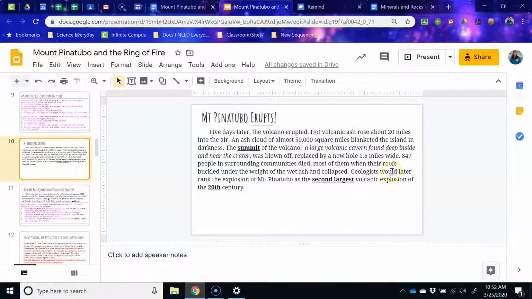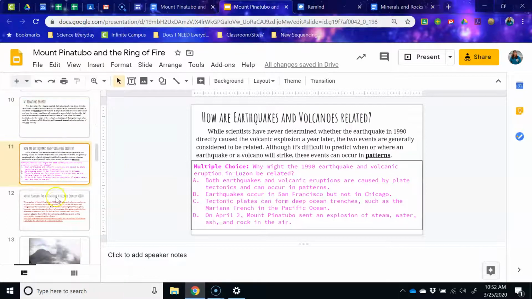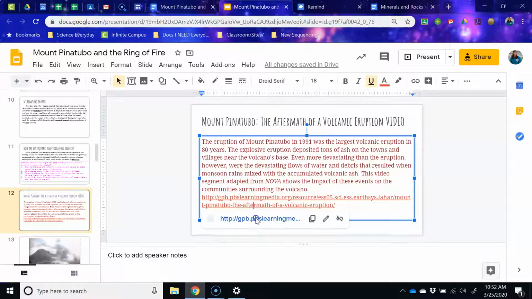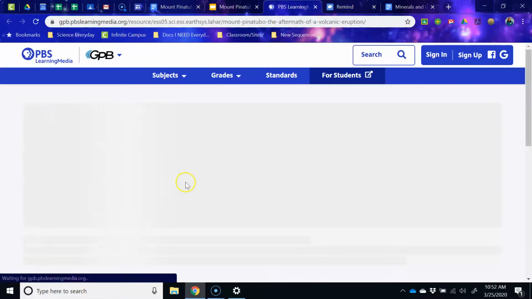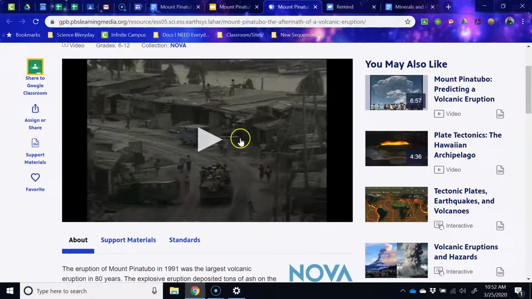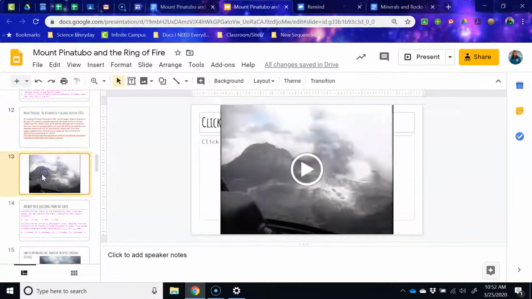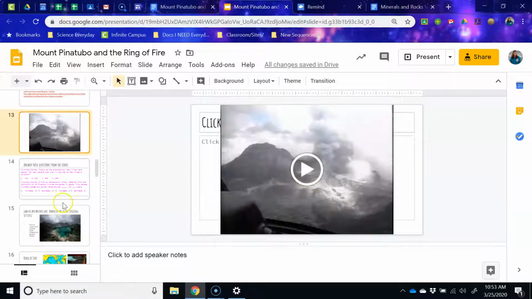Then it talks about what happened when it erupted, gives you some facts. Once again, you're answering a couple of questions. This is a different video. It's from the same basic idea, but it's just the second half of that video of what it was like after the eruption. Then this is a part of the video too that tells you what was going on.